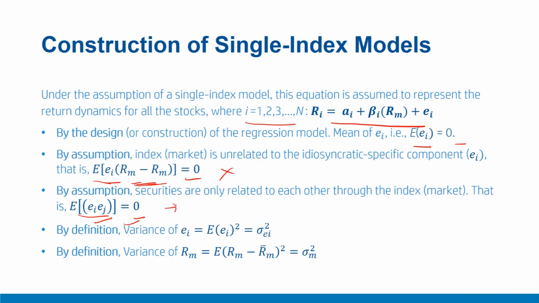However, this assumption is not ensured by the regression model, as we discussed earlier. Also, by definition, we define the variance of the error term, or stock specific residual or stock specific component of return, as sigma Ei square, and the variance of market is defined as sigma m square.